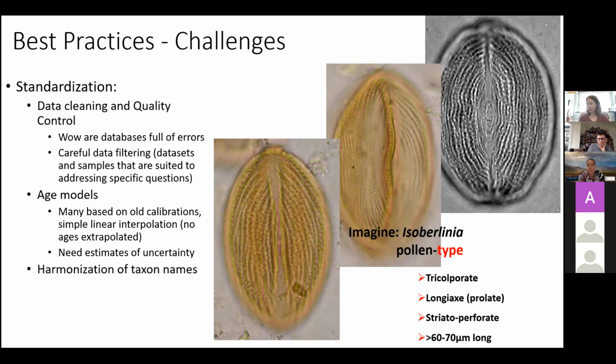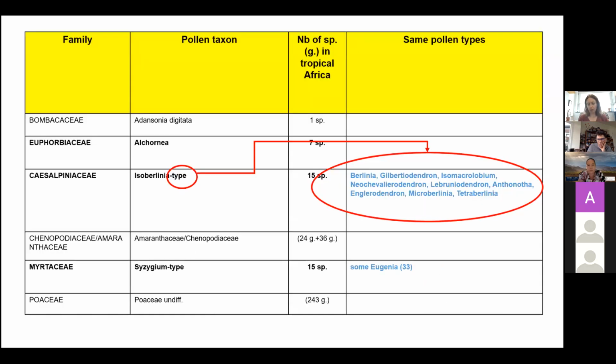I'm not going to go into detail about taxon names, but taxon naming in palynology can be really hard and vary between labs and also between regions. So there's been a big effort to standardize and harmonize taxon names at the continental scale. One great example is a pollen type called Isoberlinia pollen type. You can see all three of these different pictures of pollen grains fall within this type, but they are from not even just different species within that genus, but from different genera. There are actually 15 different species in 9 different genera that fall within that pollen morphotype.